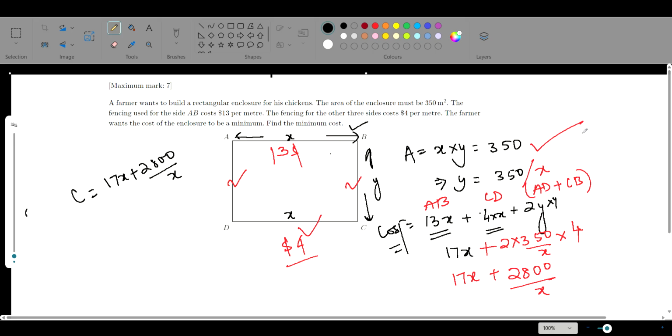We are looking for the minimum cost. So first I'll differentiate this cost function, which comes out to be 17 minus 2800 upon x square. You can use the calculator over here, the solver, to figure out the value.